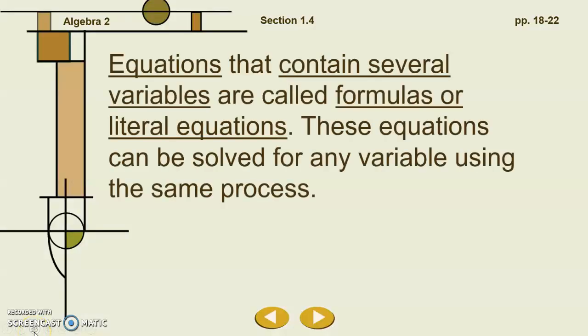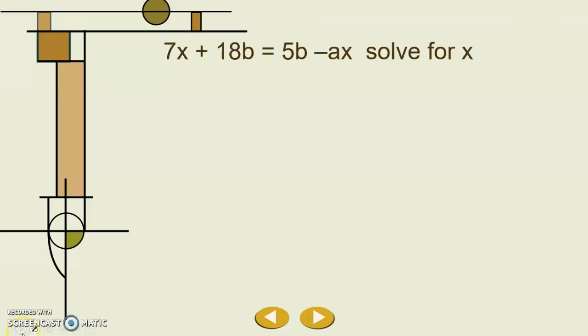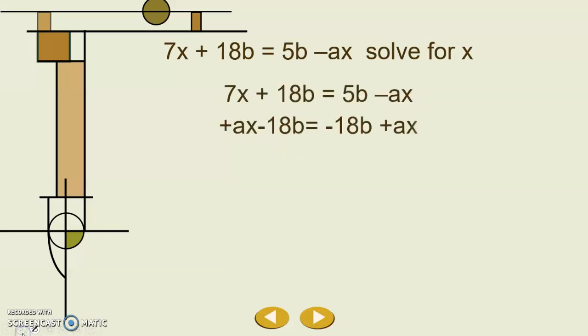Equations that contain several variables are called formulas or literal equations. These equations can be solved for any variable using the same process. So let's take a look at one. If 7x plus 18b equals 5b minus ax, and we want to solve for x. Now we're not going to totally eliminate the a and the b, but we want to combine these in such a way that only x is left on one side, and everything else will be on the other side. So first we want to combine our like terms.